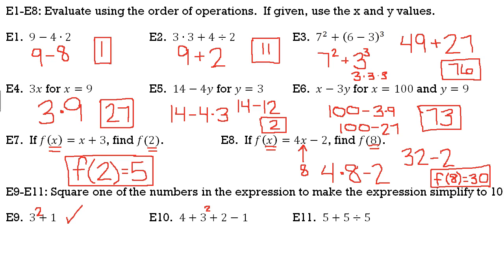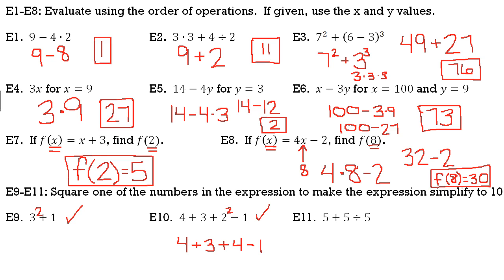Let's see what happens here. So 4 plus 3 squared is 9. 13 plus 2 is 15. Minus 1 is 14. Nope, not good enough. So I guess we need to try again. So square the 2. So that would give you 4 plus 3 plus 2 squared is 4 minus 1. That would be 4 plus 3 is 7, plus 4 is 11, minus 1, it is 10, so it checked out.